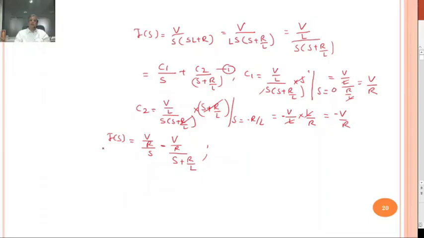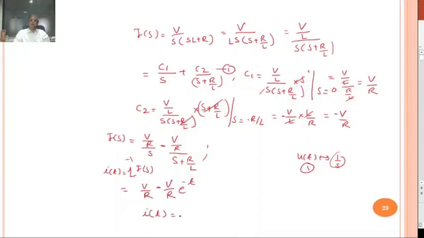Then to find out this current i(t), we have to take the Laplace inverse of I(s). That equals the Laplace inverse of the Laplace of u(t), that is 1 by S, and the Laplace inverse of this. u(t) is a unit step function, which means this is V by R minus V by R e raised to minus t. So we will write i(t), the current flowing through this inductor and resistor network, is V by R times (1 minus e raised to minus t) u(t).